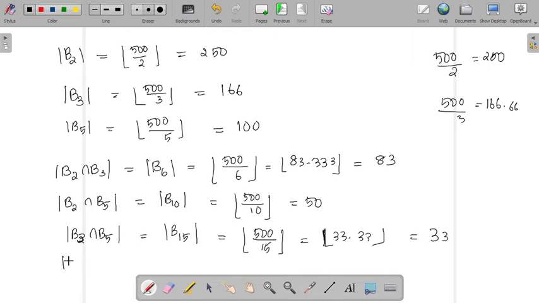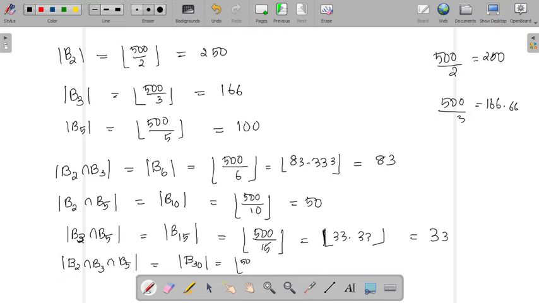And next we want B2 intersection B3 intersection B5. So that is cardinality of B30. It must be divisible by 2, 3 and 5, so it must be divisible by 30.